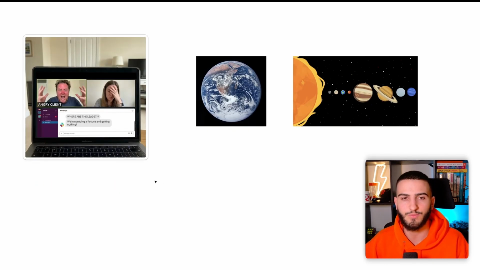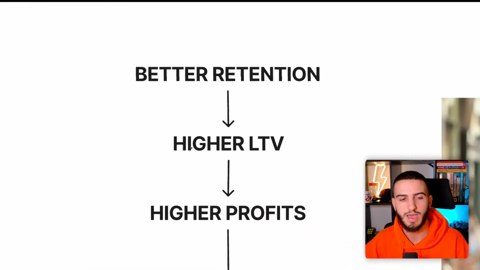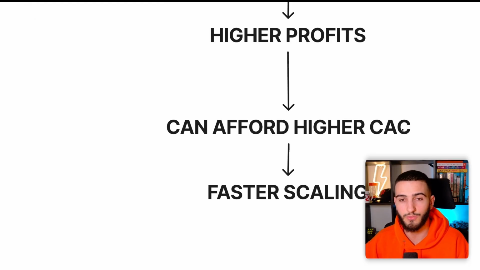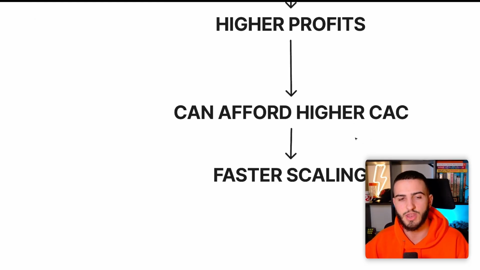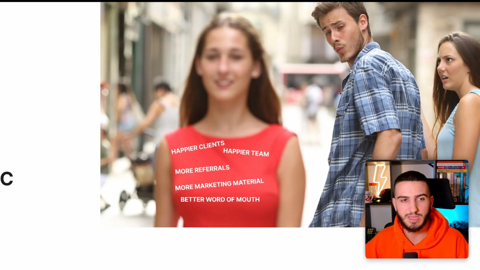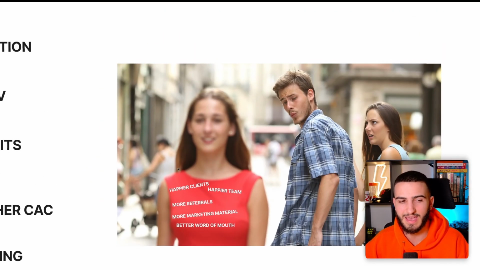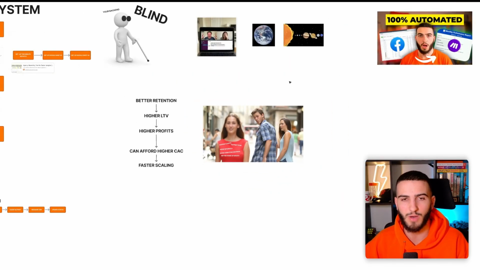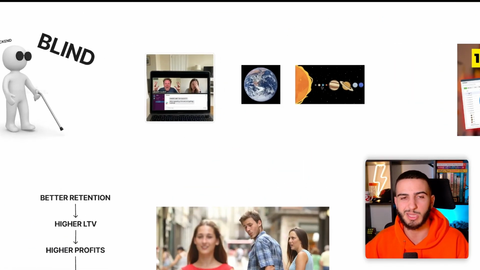And if you are proactive, you'll be able to decrease your churn rate, which in turn is going to allow you to have better retention, a higher LTV, higher profits, so you can afford a higher CAC, which basically means you can afford to spend more money on actually getting your clients, and you can scale faster. Everyone knows that having a higher LTV is the key to happier clients, a happier team, more referrals, more marketing material, and better word of mouth. There's so many different benefits to it, but not enough agencies actually care about it.